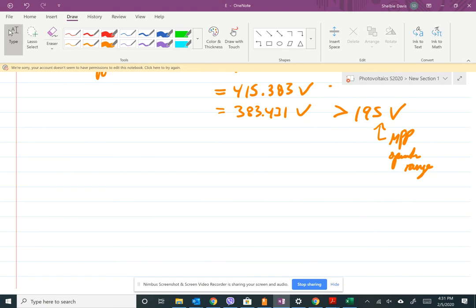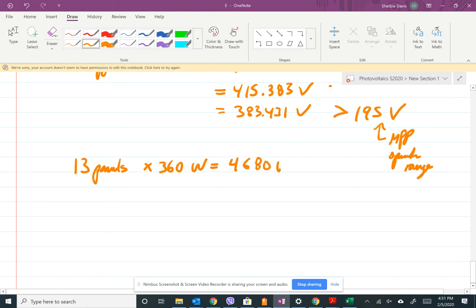So we have 13 panels with the nominal watt value of 360 watts. So the total watts for our whole system, you multiply those together, is 4,680 watts, which is equal to 4.68 kilowatts. Now we're going to take this information and move it over to PV Watts.